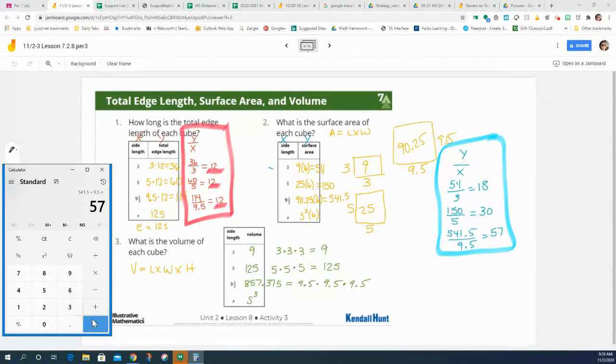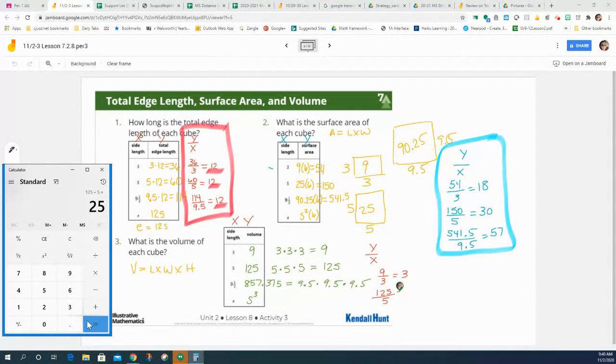Okay, and so lastly, we're going to do the last column, y divided by x. I'm going to do that here, y divided by x. So we have 9 divided by 3 is 3. 125 divided by 5 is 25.